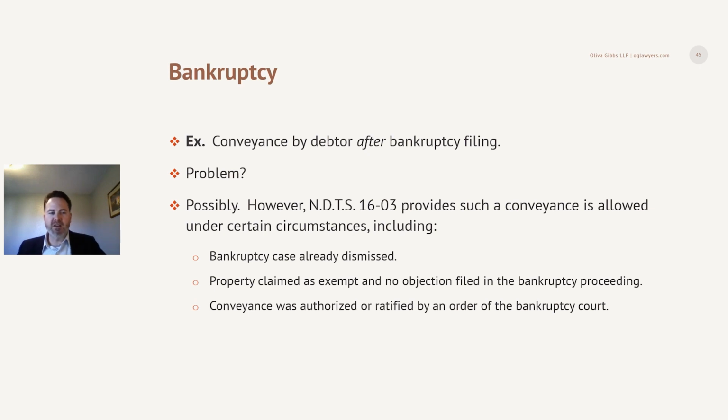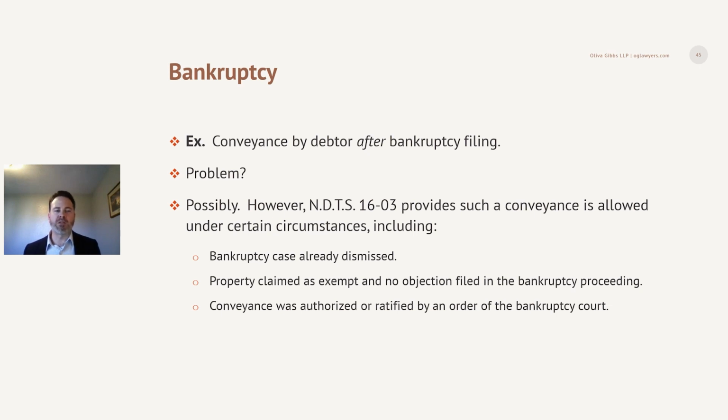Maybe. The next standard, 1603, provides that such a conveyance is allowed under certain circumstances. Some of these include if the bankruptcy case has already been dismissed. Okay, that one seems self-evident. If it's been dismissed, we don't have to worry about that bankruptcy. Another example would be if the debtor claims that property as being exempt, and in that bankruptcy proceeding, a bankruptcy trustee doesn't file an objection. In that case, such a conveyance may be all right.